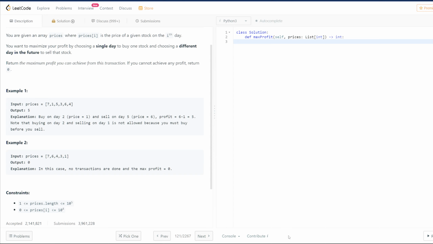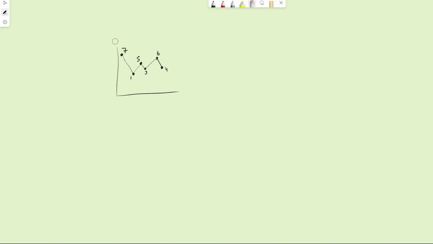So to figure out how to do that, when we look at a graph like this of these prices in the array, we can notice that we just want to figure out at what point do we have the lowest price, and at what point after that do we have the largest price or highest price, so that we can sell for a maximum profit. So in this case, it'll be 6 minus 1, which is 5. So just using those two pieces of information, we can answer this question.